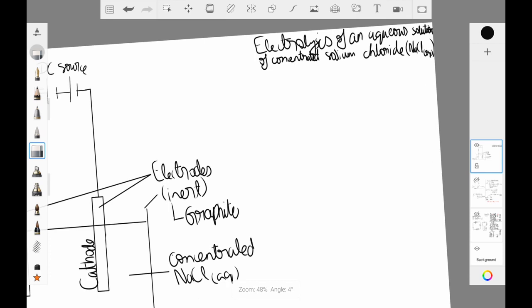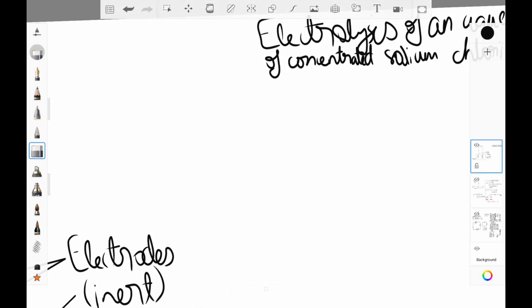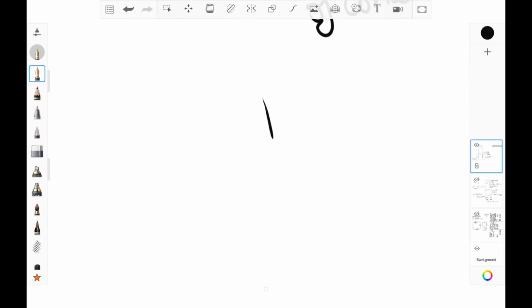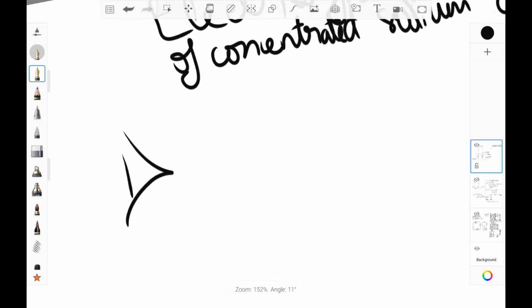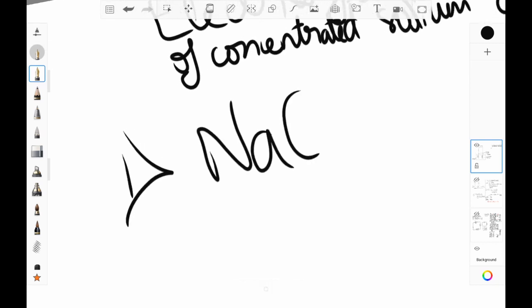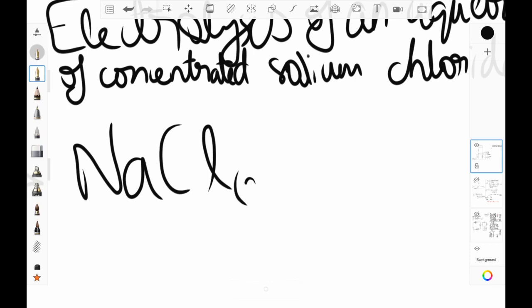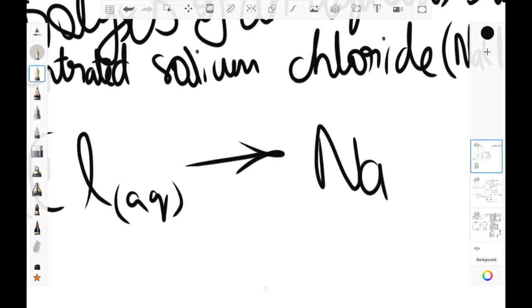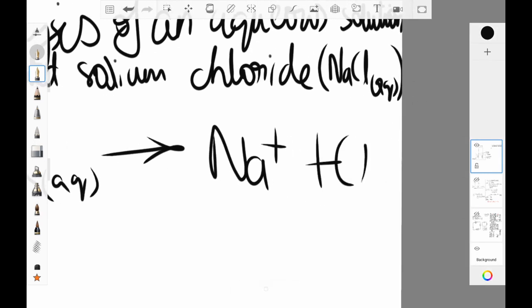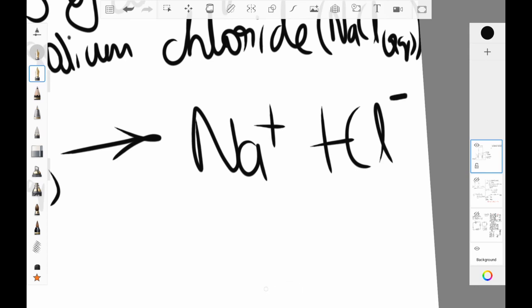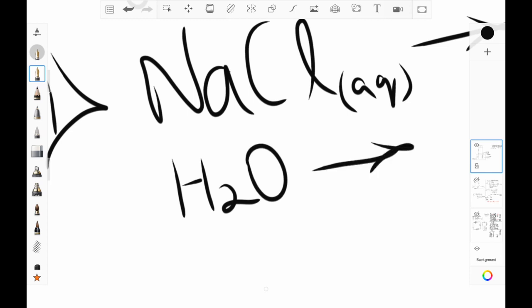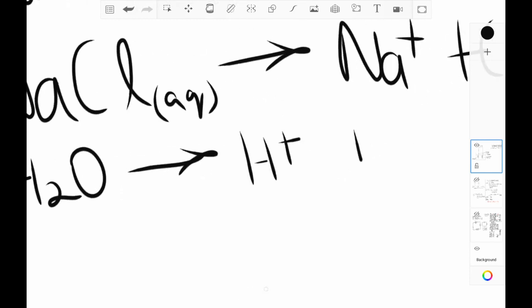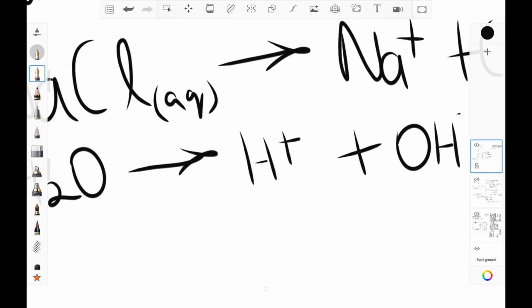Right. So the first thing that we should look at here is number 1, the decomposition. Since it's an aqueous solution, remember you have to show both the ionic compound and water. So it decomposes as such. You end up with sodium ions plus chloride ions, and it's balanced. And you also need to show the decomposition of water. So H2O decomposes to give you a hydrogen ion and a hydroxide ion.